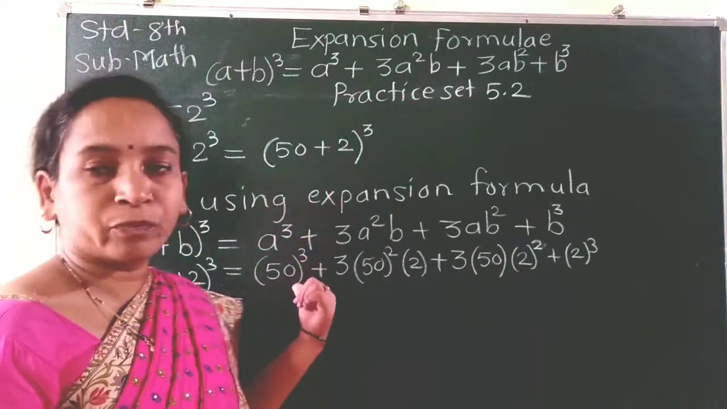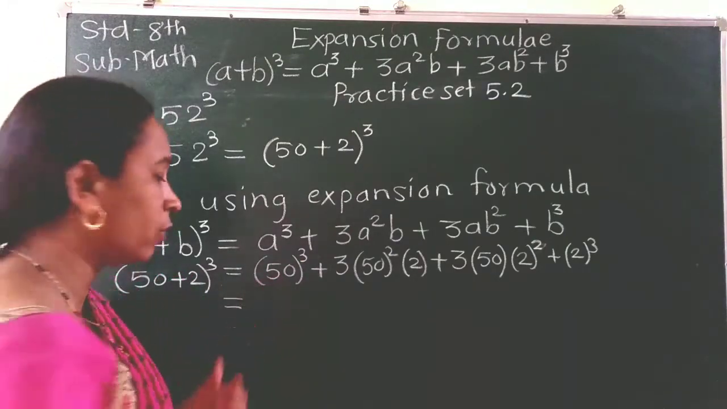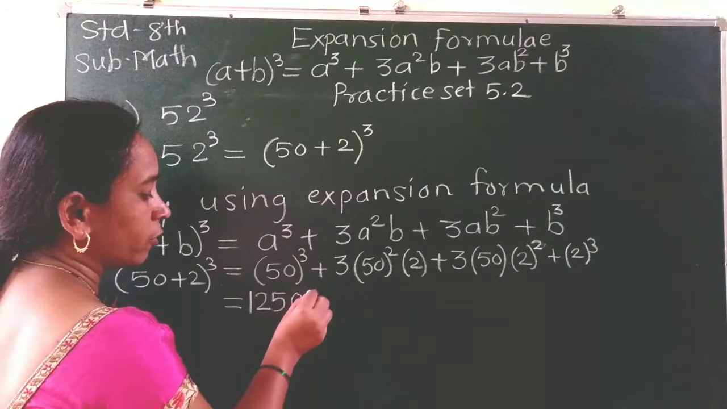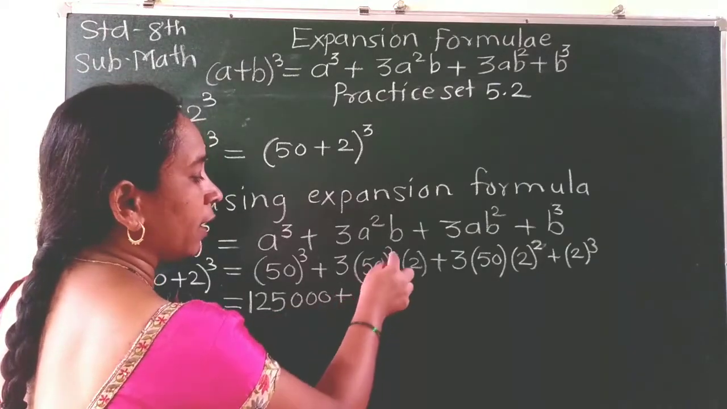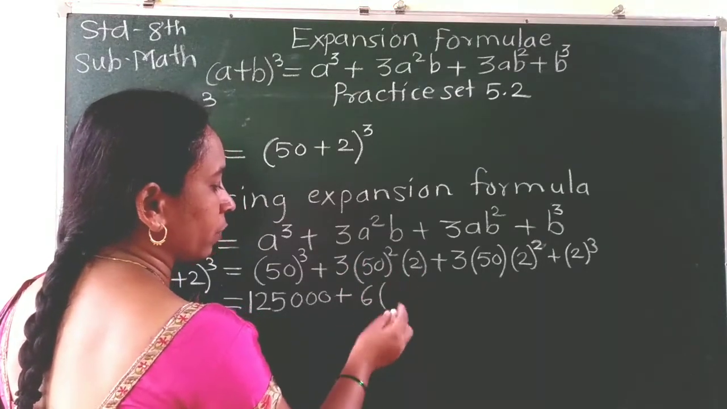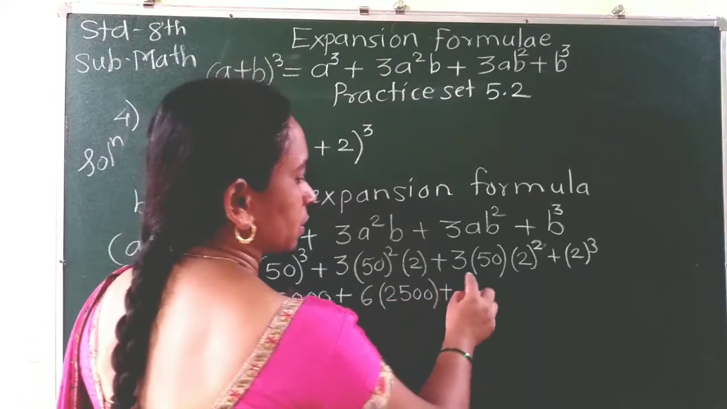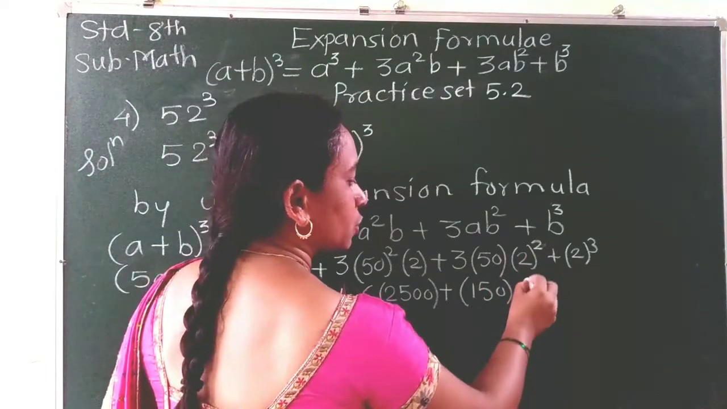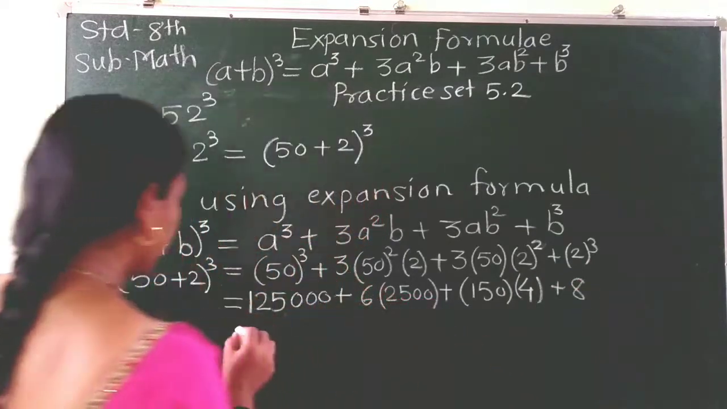What is the cube of 50? To get the cube of 50, you should just know the cube of 5. Cube of 5 is 125. And then 0, I have to write just 3 times. So I'll get 50's cube. Plus, here I have to make the square of this. 3 2s are 6 and 50 square is 2500. Plus, 5 3s are 15, 150. Square of these 2 is 4. Plus 2's cube is 8.